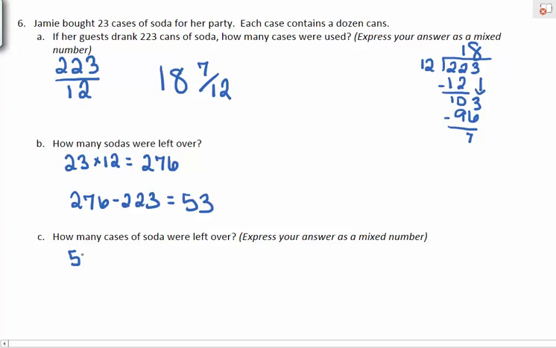How many cases was this? Well, 53 divided by 12. 12 goes into 53 4 times, with a remainder of 5. So 4 and 5/12 cases were left over.